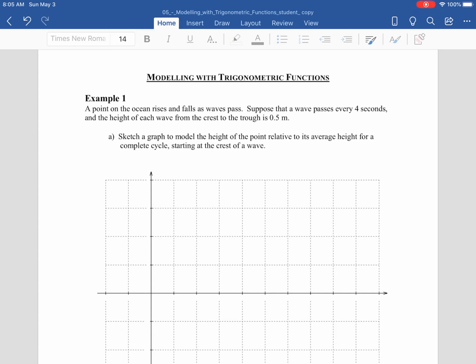Now, suppose that a wave passes every 4 seconds, and the height of each wave from the crest to trough is 0.5 meters, so some fairly big waves here. Sketch a graph to model the height of the point relative to the average height for a complete cycle starting at the crest of the wave.